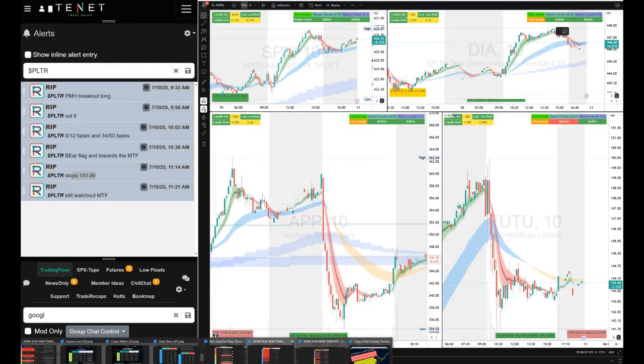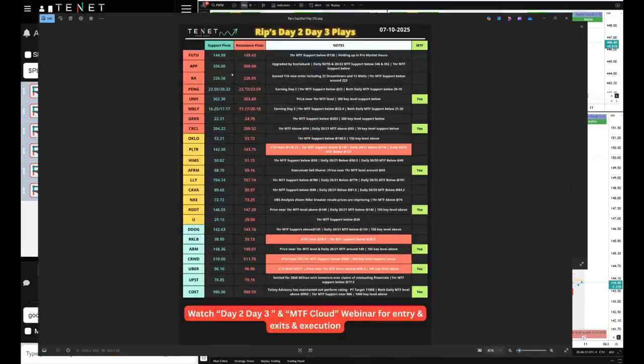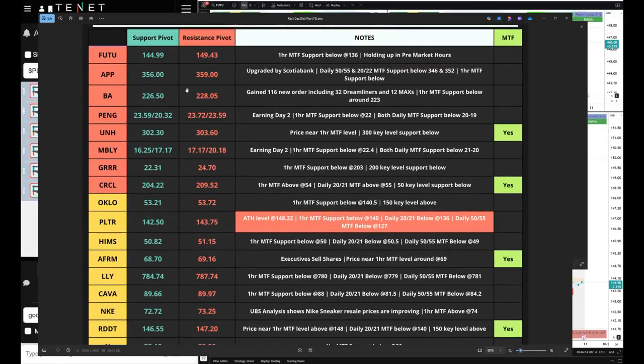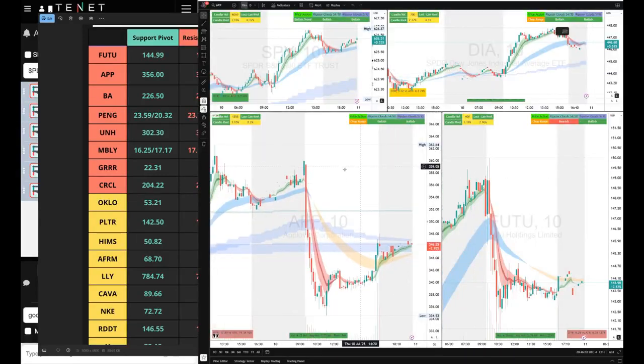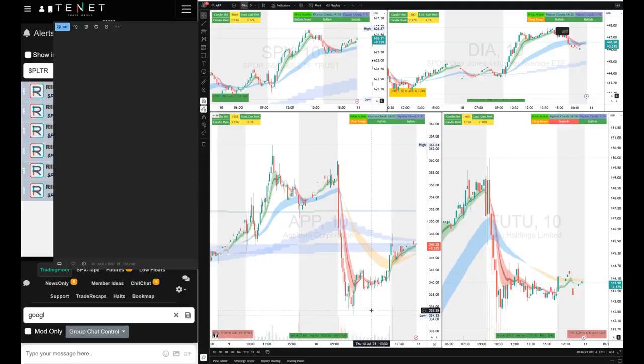So let's take a look here. If you go to my pre-market planning on my day two setups, you will see that FUTU and APP are on the top. So this is the planning I gave to everyone to trade. And APP, right away, APP broke down. You take it short, fade it all the way down. That was a $20 fade.